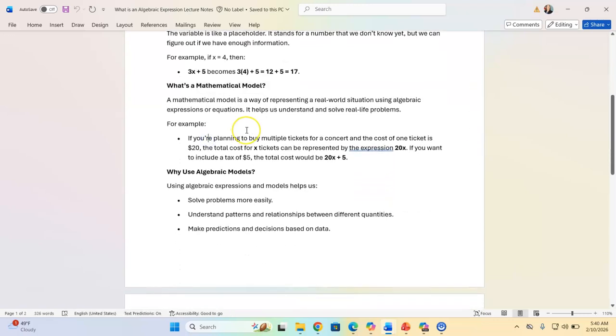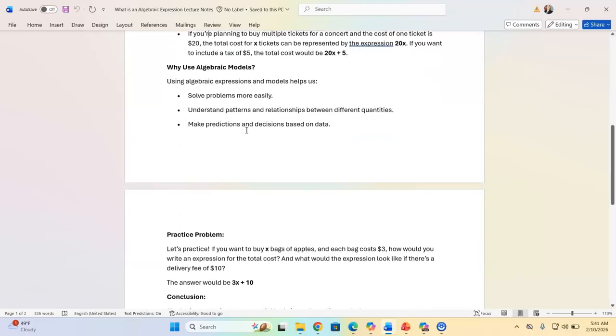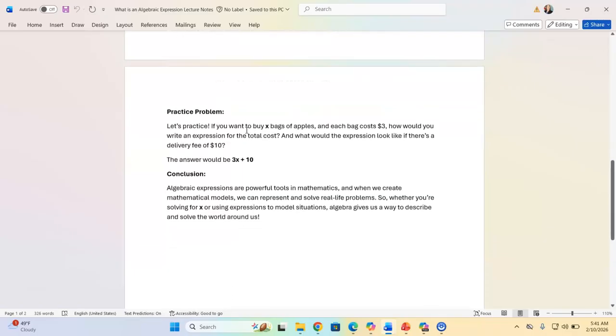I have an example here of how to have a real-world situation using algebraic expressions or equations. If you have the dreaded idea of math problems from your lower elementary years or middle school years, this is what we're talking about when we talk about math models or math problems. And there's an example, and then the reasons we use those models, and a practice problem. So I'm not going to read the notes to you or the practice problem, because we're going to get into this more next week, but I at least wanted to orient you to these notes.